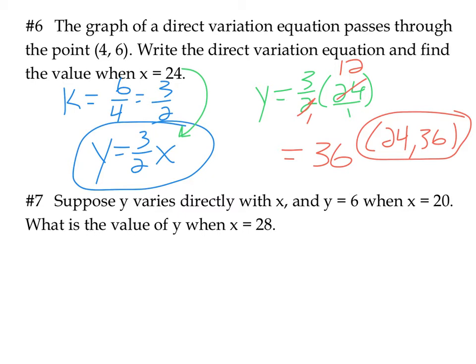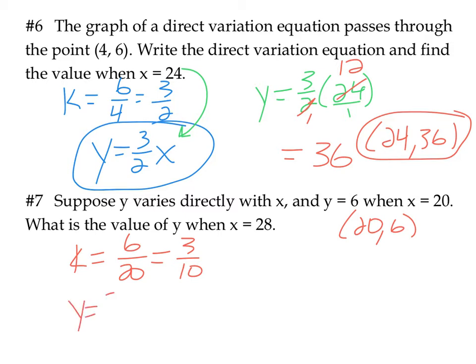In the next example, we're given an x and a y value. It's not as an ordered pair, but it's saying y equals 6 when x equals 20. If we wanted to write that as an ordered pair, it would look like (20, 6). And now it's identical to what we just did. We can write our constant of variation as y over x. And if we reduce these, that'd be 3 over 10. And so then we could write y equals 3 over 10x.